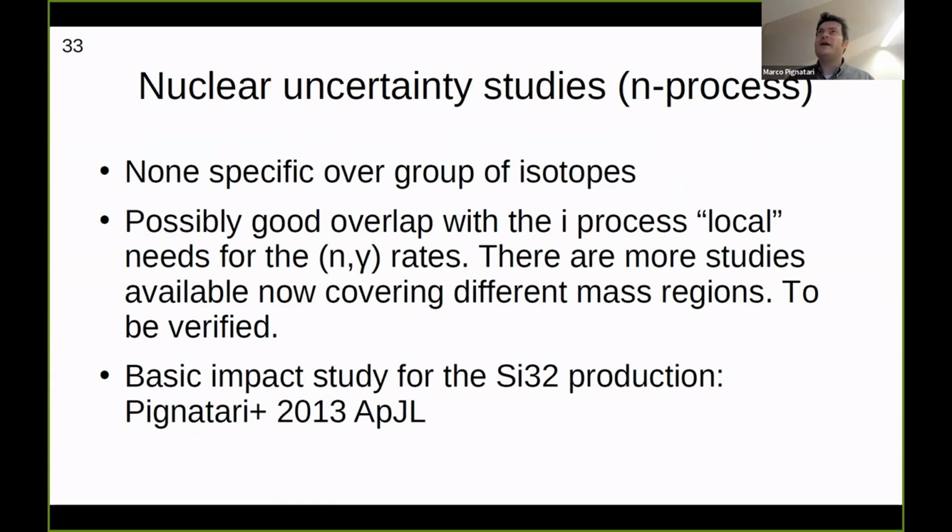I just want to quickly mention nuclear uncertainty studies for the n process. I'm going to go really quick here because there are no specific nuclear sensitivity uncertainty studies done for the n process. Although we need to check, there's probably going to be some overlap with relevant nuclear uncertainties for the i process, for which there are more studies in the past year. It is definitely something to look into, because it's going to be important to understand all of these different radiogenic contributions.